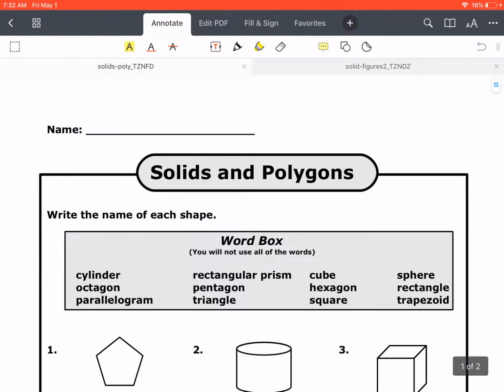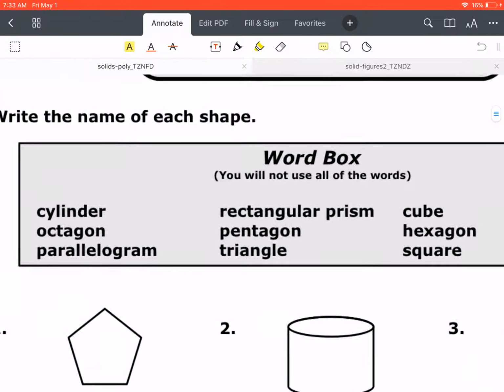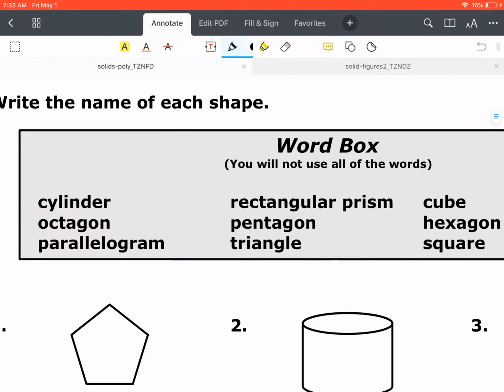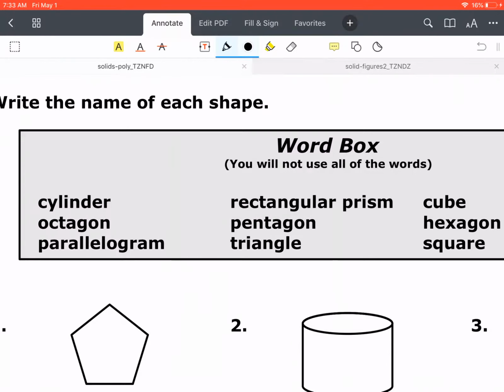On the last page of your math work packet, I'm going to be doing the same thing, except there's a few other solids and polygons that have been added to your word box. So there's not a picture to look at to compare this time. So let's go through a few of these together. So a cylinder, just put in parentheses. A cylinder looks like a can.